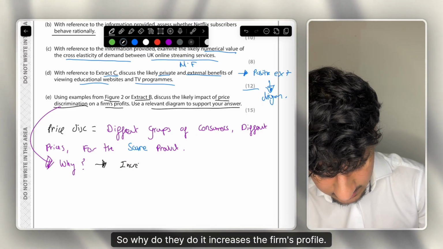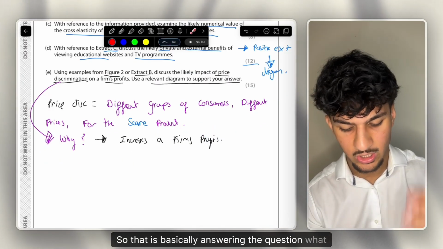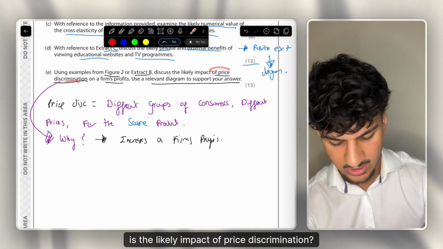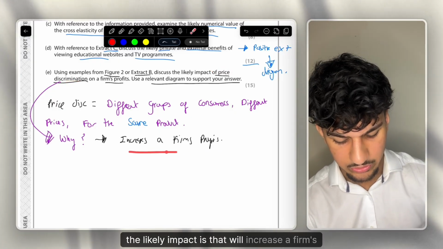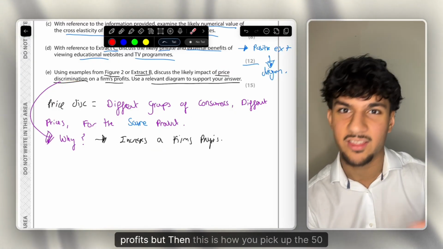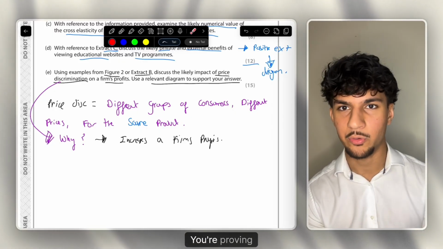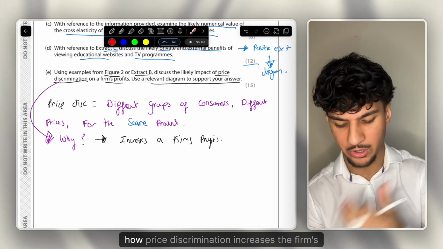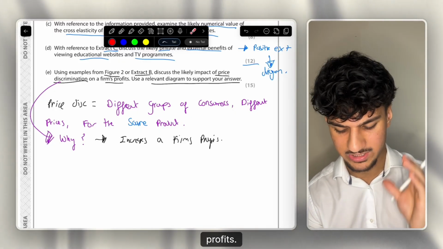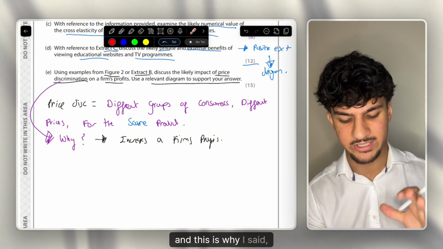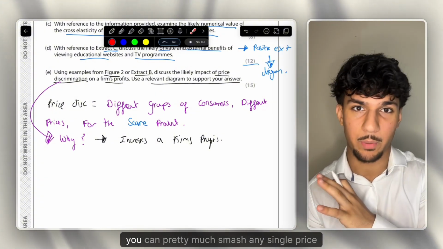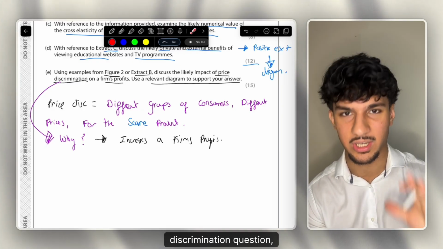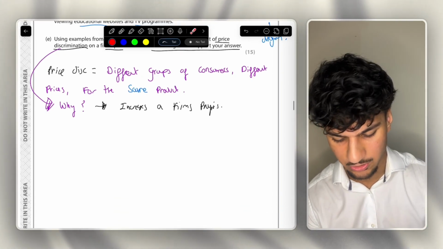It increases the firm's profits. So that is basically answering the question. What is the likely impact of price discrimination? The likely impact is that it will increase a firm's profits. But then, this is how you pick up the marks, you're proving how that happens, how price discrimination increases a firm's profits. And the best way to do that, and this is why I said, once you know this model answer, you can pretty much smash any single price discrimination question, is using the diagrams. So this is a bit unique.